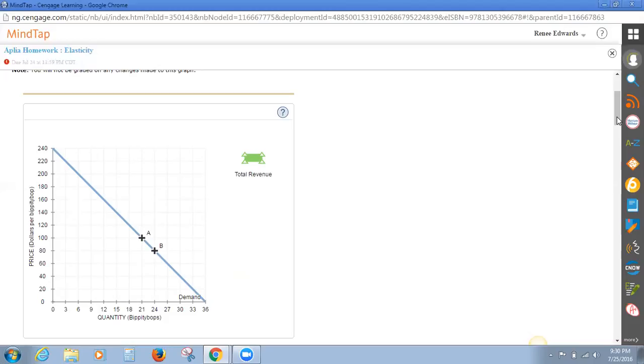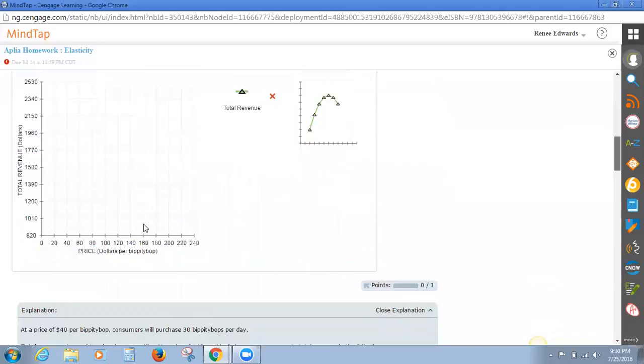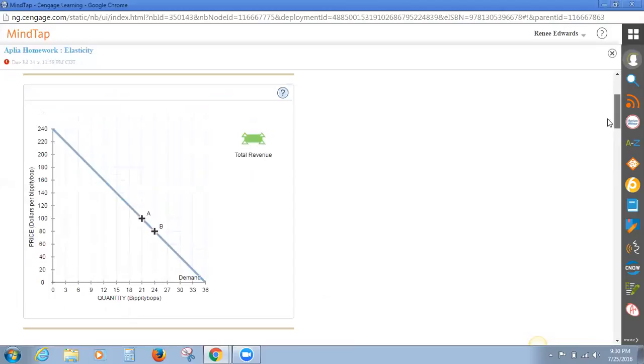And then the problem asks you to graph it. So on this graph here, we have the price on the horizontal axis, and we have the total revenue on the vertical. And so we just have to plug in our numbers. Let's say I wanted to know what the total revenue is at a price of 20. I go here, and so I know that these points here are 33 times 20.